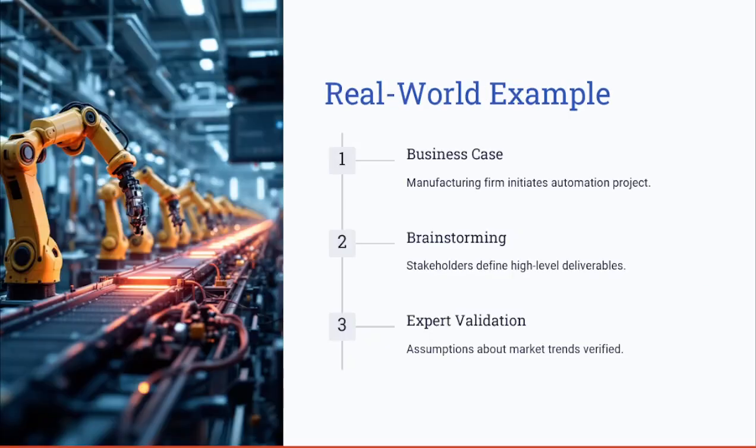Let's have a real-world example. For instance, let's say a manufacturing company initiated a project to automate its assembly line. The business case will highlight the potential cost savings and efficiency gains. During brainstorming, stakeholders identify high-level deliverables, and expert judgment will validate the feasibility of the proposed automation technologies that are going to be used by the project to deliver, let's say, the automation line project.